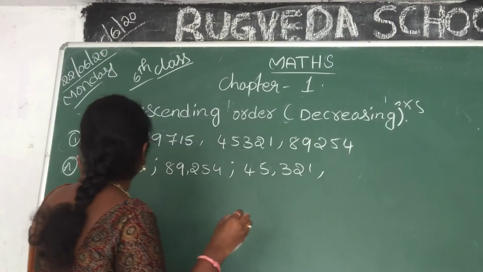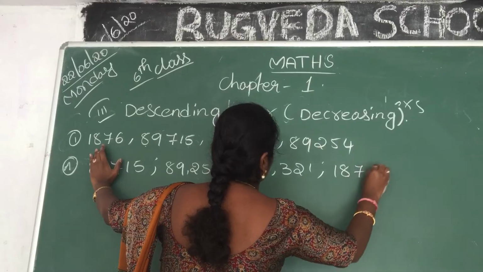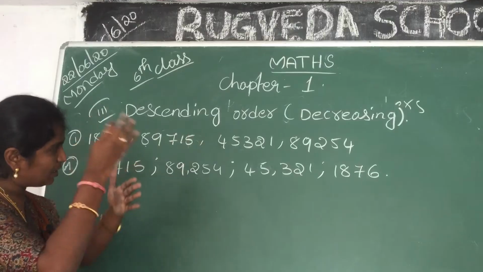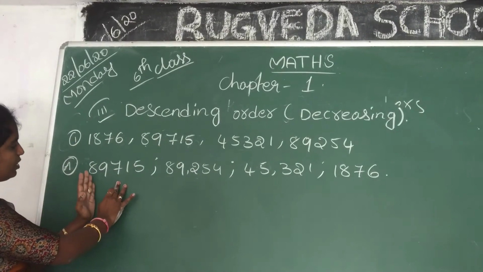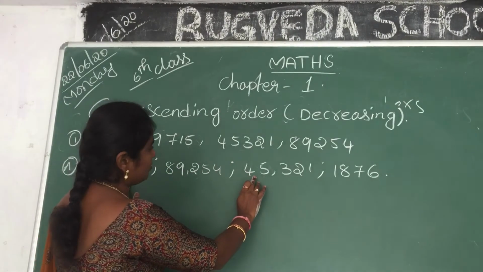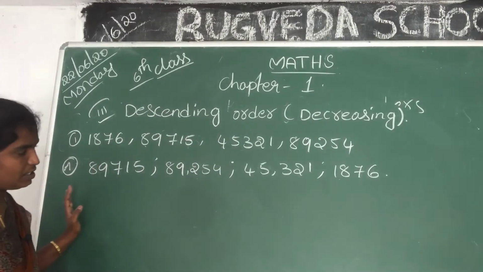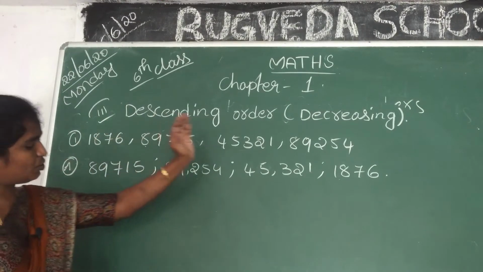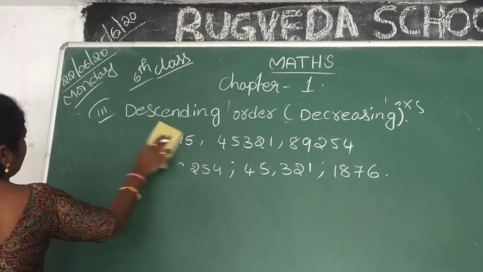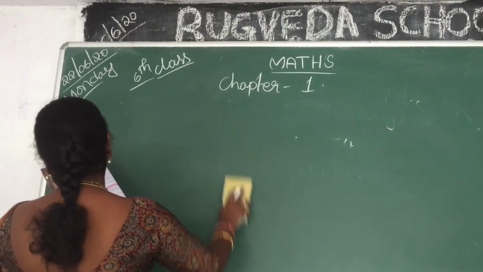Next third number is 45,321. Last remaining number 1,876. Ascending order means small number to bigger number. Descending order means bigger number to smaller number. This is a bigger number 89,715, and next bigger number 89,254, and next bigger number 45,321. Next last number is 1,876. I written here bigger number to smaller number. Like this, one more problem is there. You have to do that problem in your home books. Now I completed third bit. Now I am going to fourth bit.